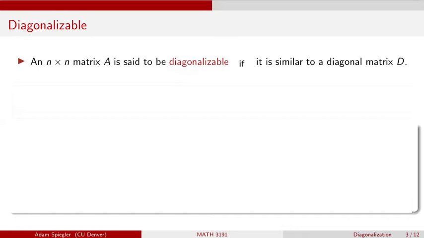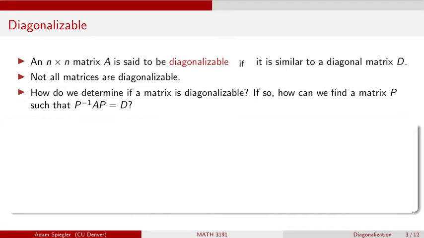So an n by n matrix A, again, is diagonalizable if we can find a matrix D which is diagonal and similar to it. So this is a special property. It is not possible to diagonalize every single matrix. So first of all, we can only do this to square matrices, and not all square matrices are diagonalizable. So the next theorem is going to answer these questions.